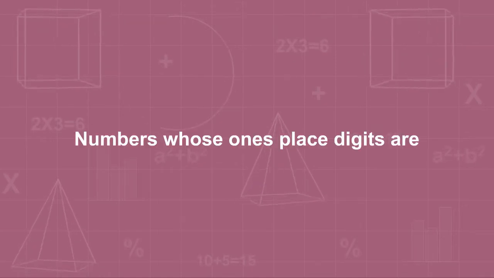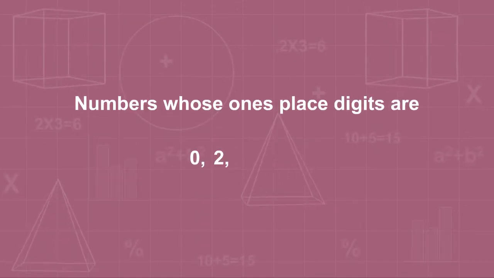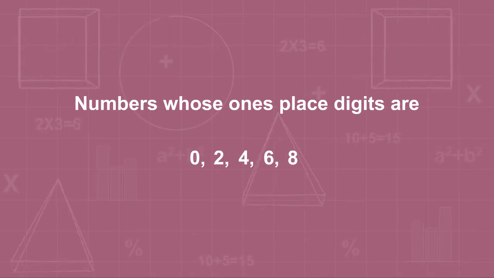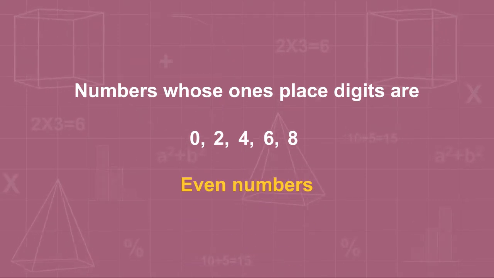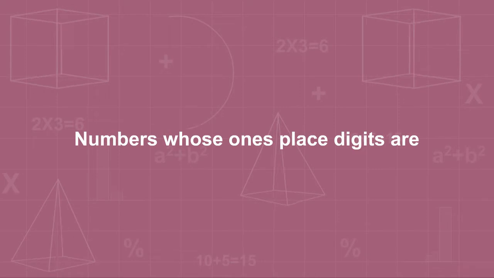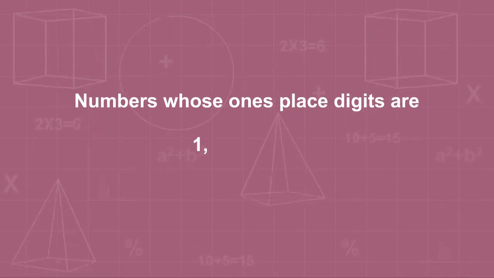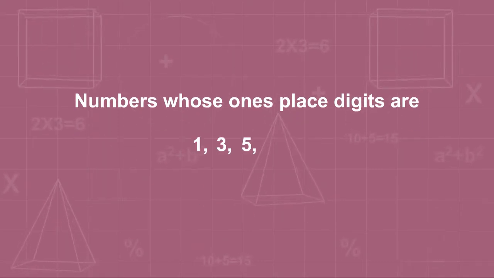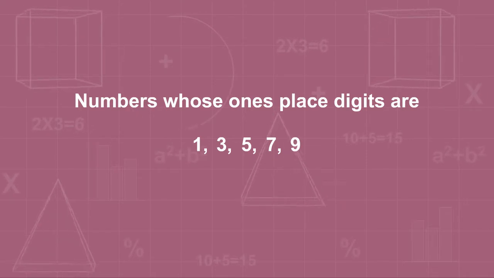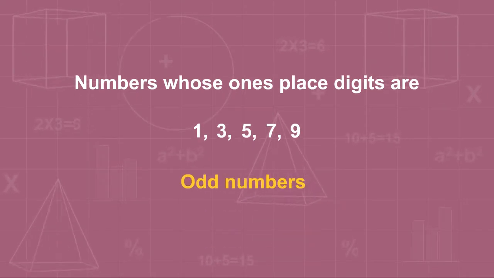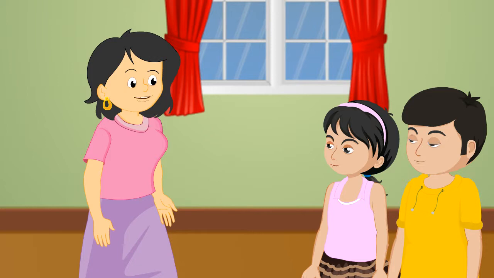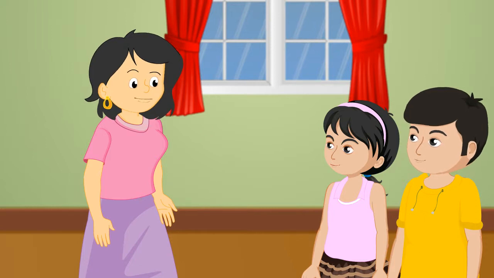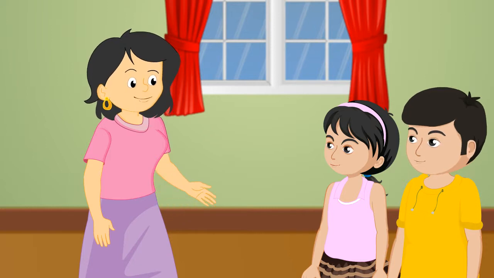Numbers whose ones place digits are 0, 2, 4, 6 and 8 are called even numbers. Numbers whose ones place digits are 1, 3, 5, 7 and 9 are called odd numbers. Rita and Varun, you have to keep all the points in mind throughout the chapter.